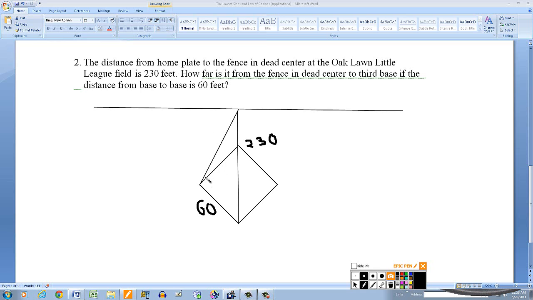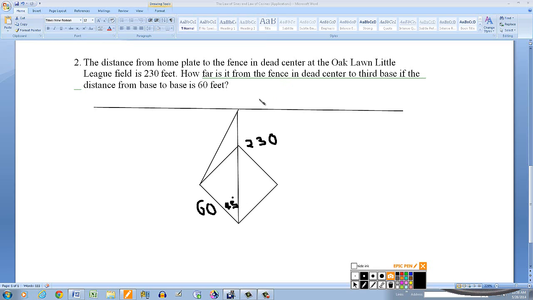Okay, so that's a diamond, which is nothing more than a square. So the angles are 90 degrees here. That's 90 degrees, that's 90 degrees, that's 90 degrees. But this line that I drew right here through home plate and second base bisects this angle right here. So this angle right here should be 45 degrees.